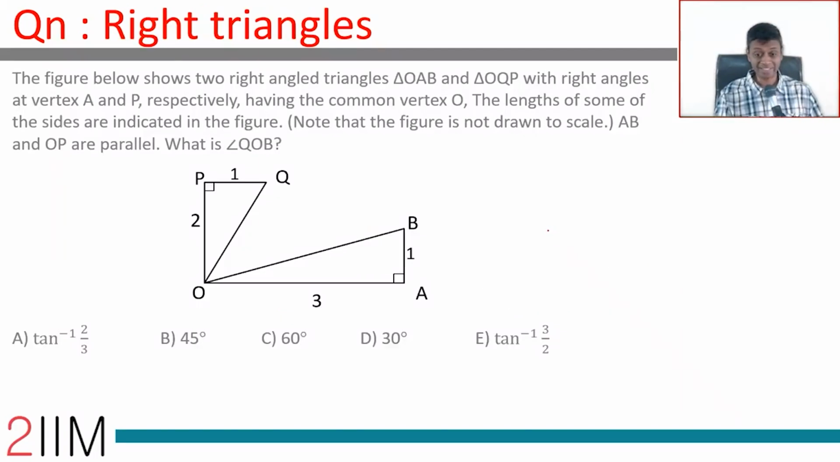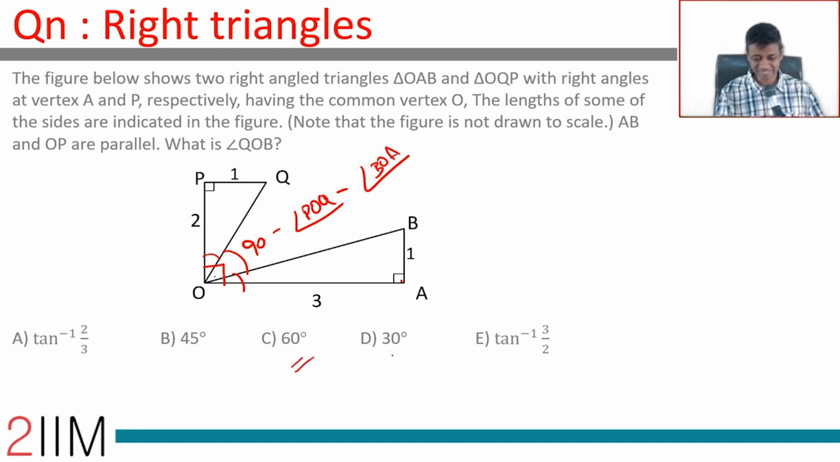The figure below shows 2 right angle triangles, triangle OAB and OQP, with right angles at vertices A and P respectively, having common vertex at O. The lengths of the sides are indicated in the figure. AB and OP are parallel, and this angle is 90. Find angle QOB. If you find this and this, we can find this: 90 minus angle POQ minus angle BOA.